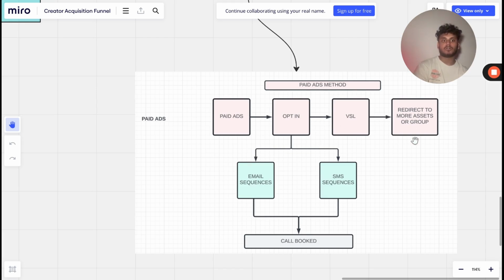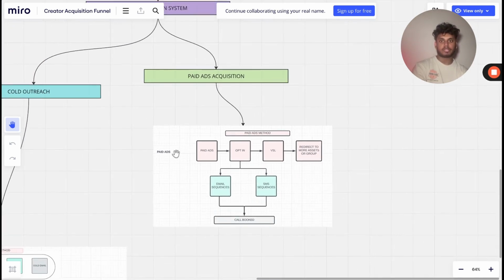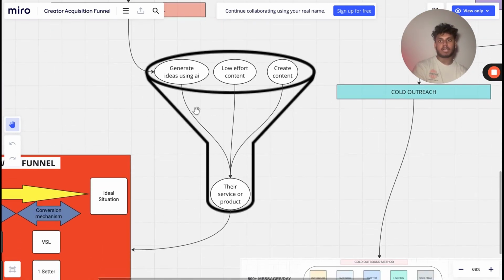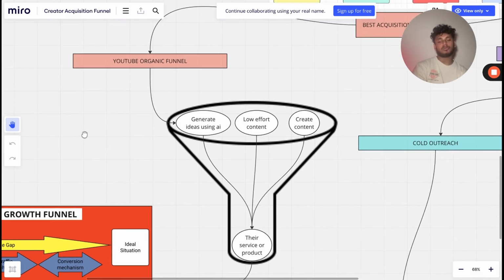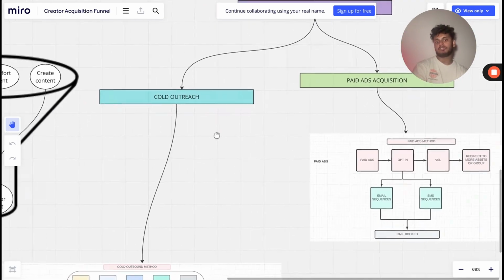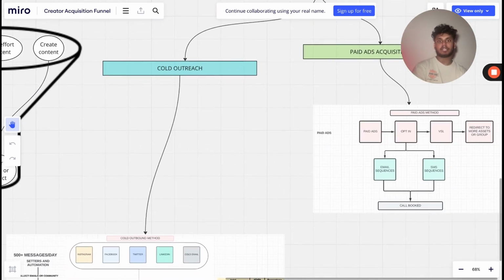From there, they either book a call, or if they don't book a call, they will be redirected to your group or your other content assets. And in the backend, they will also be receiving automated emails and text messages, because this is the whole funnel which we created. It also works on a completely automated basis, and these are the two methods you can use if you want to use AI to acquire clients. But this won't work without you having a YouTube organic funnel. Okay, so always keep your YouTube organic funnel as a priority, and to enhance it, you can use cold outreach and paid ads acquisition to enhance the reach which you are getting in your organic YouTube funnel.